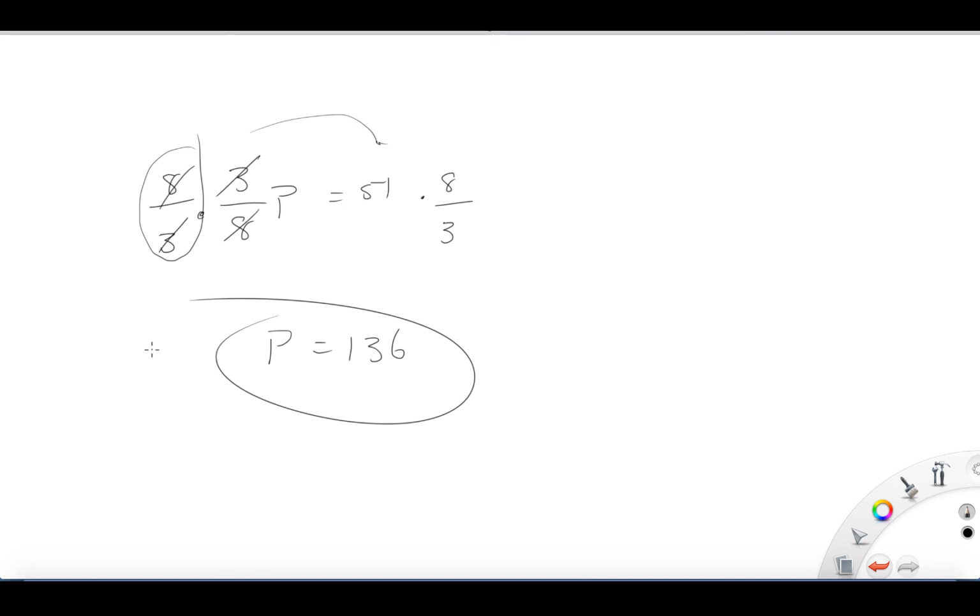Example 3 is almost identical to that, and so I'm not going to go over that necessarily. If you do have questions on this, please talk to me, and I will give you the answers.